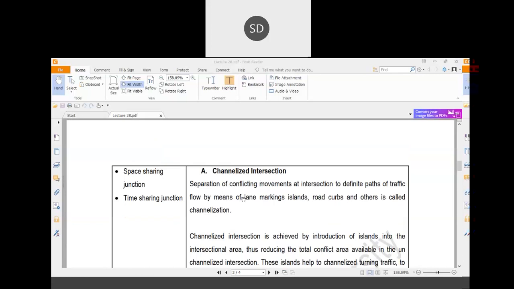Now, what is the use of channelization? Channelization means you will provide some divisional island or some channelizing island to channel the traffic movement, or to control the movement of the traffic. So basically, the main function of channelization is to reduce the crossing conflict.